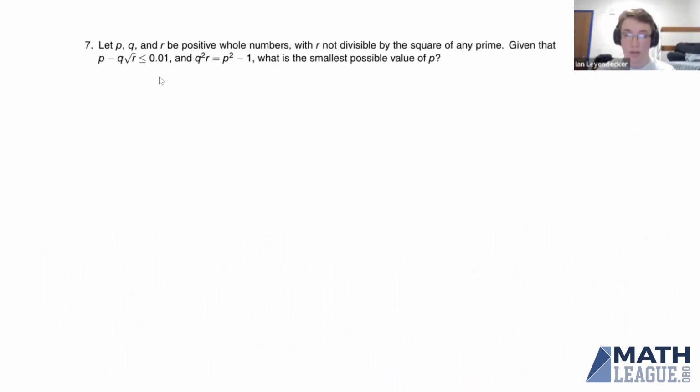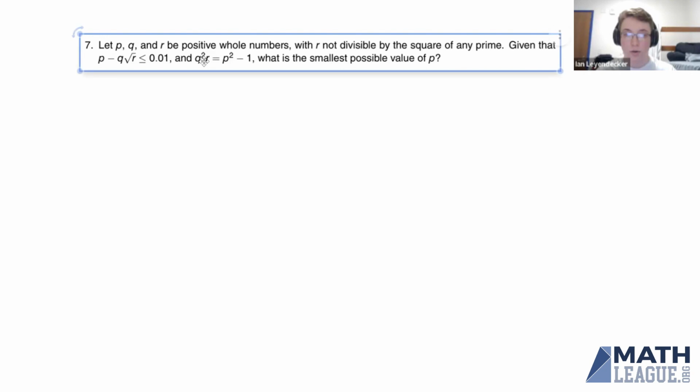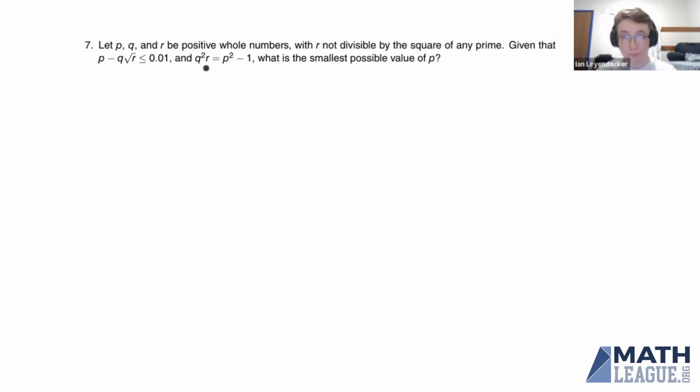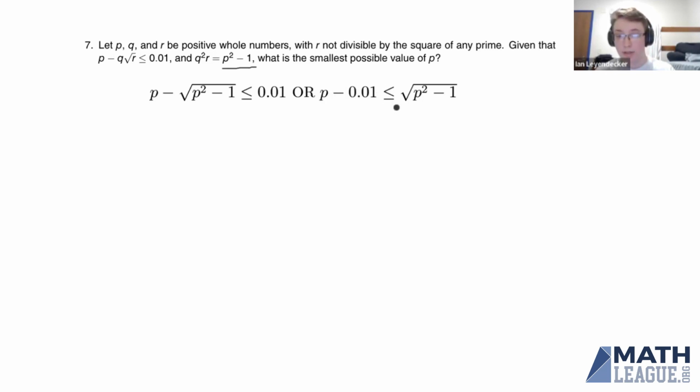So first of all, since we want to think about P, we're going to want to put one of these equations in terms of P and only P. And you should notice that the square root of Q squared times R is going to be Q times the square root of R. So we can rewrite this inequality as P minus the square root of P squared minus 1 is less than or equal to 0.01. Or if we rearrange things so that the P terms are positive, we get P minus 0.01 is less than or equal to the square root of P squared minus 1.